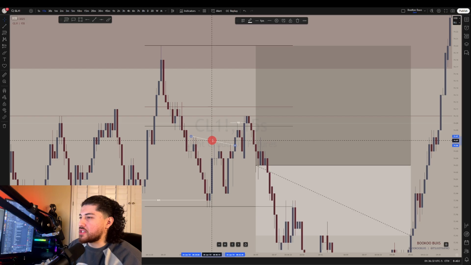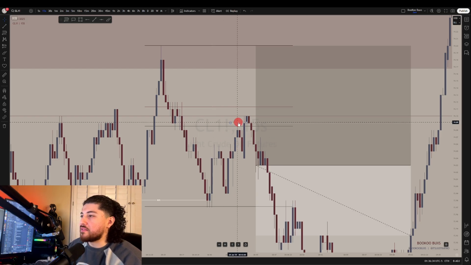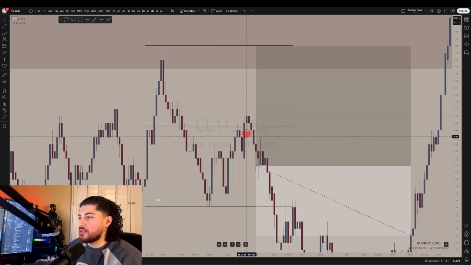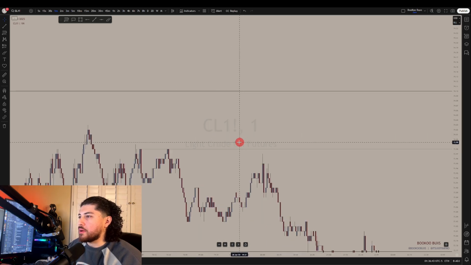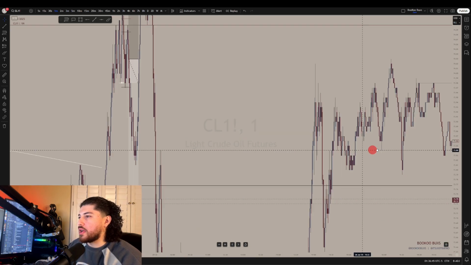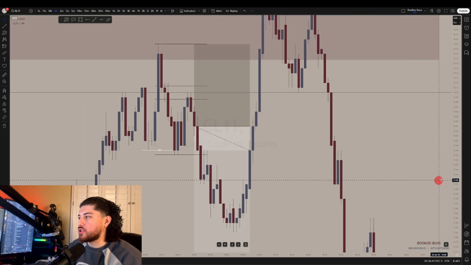If you don't see price create liquidity before tapping into the 50%, usually that 50%, or the liquidity lying at the 50%, will be the liquidity. So hopefully that makes sense. But nonetheless, I took that short and then put my stop loss above that strong high.